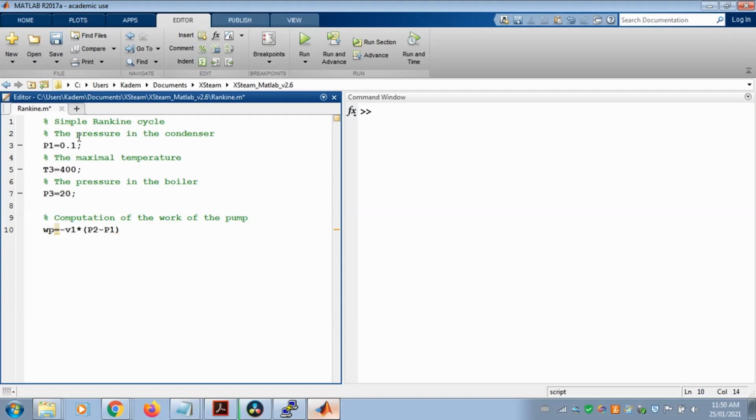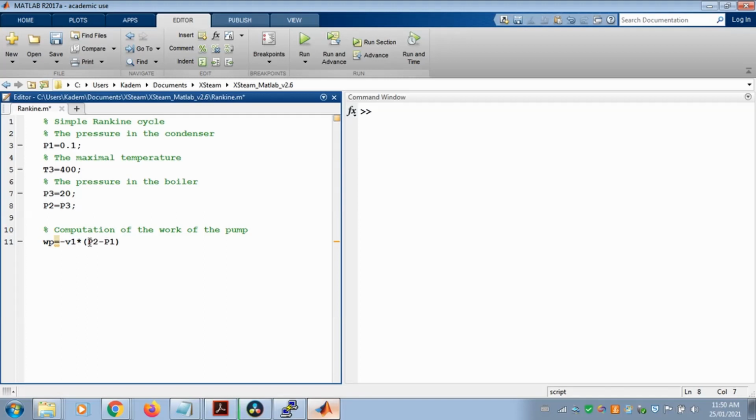Okay. So, do we know P1? Yes, we do. But P2, we don't know it, okay? But interestingly enough, P2 is the inlet of the boiler. So we know that P2 is equal to P3. So let's write it here. P2 is equal to P3. We don't know V1. This is something we will have to get.